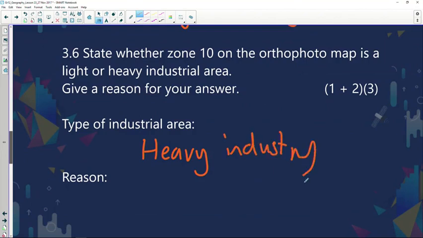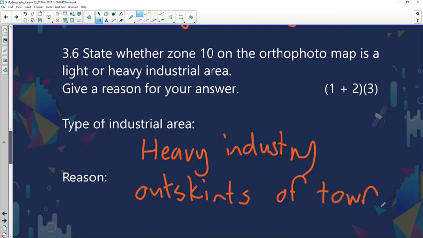And what are our reasons for it? It's on the outskirts of town, and because of the flat land situated over there.